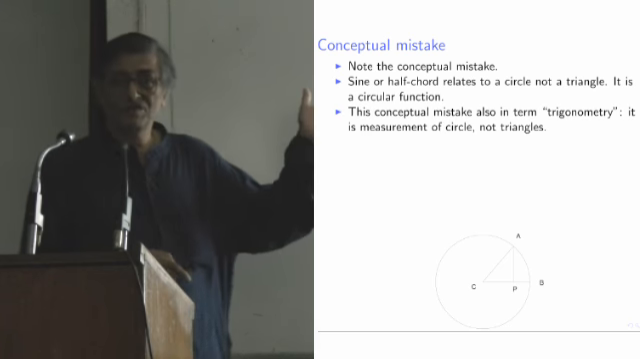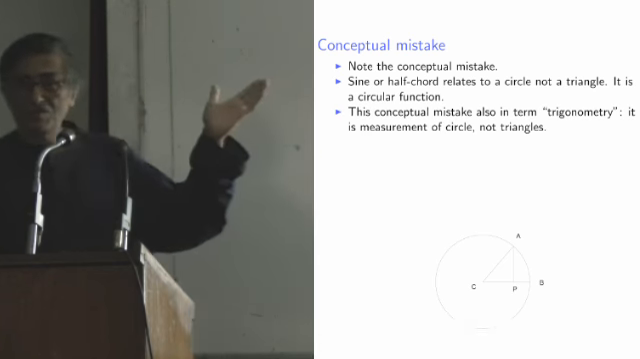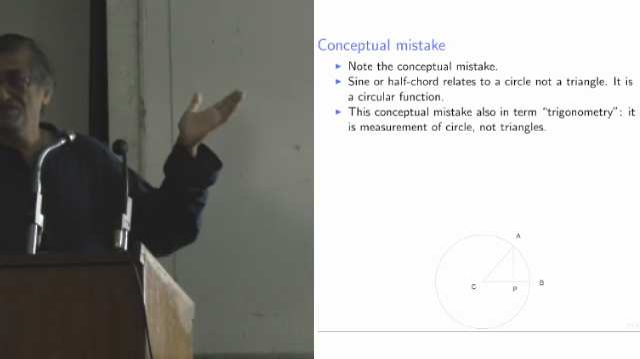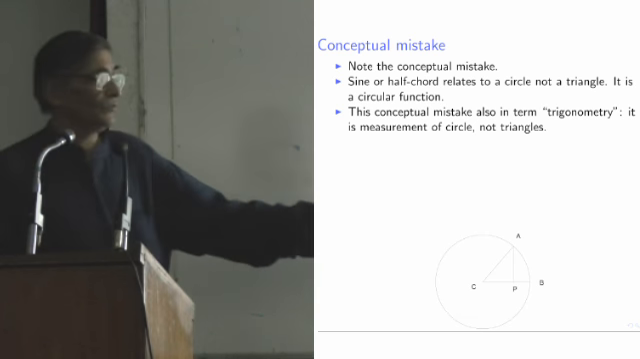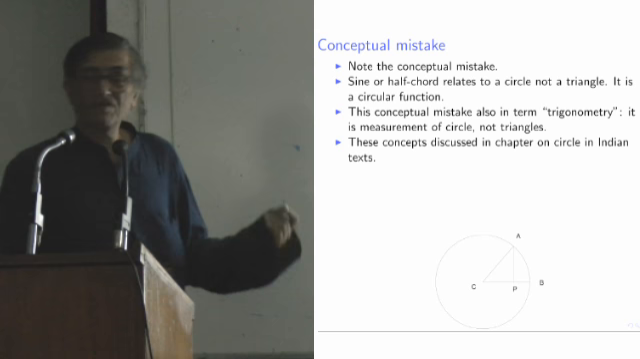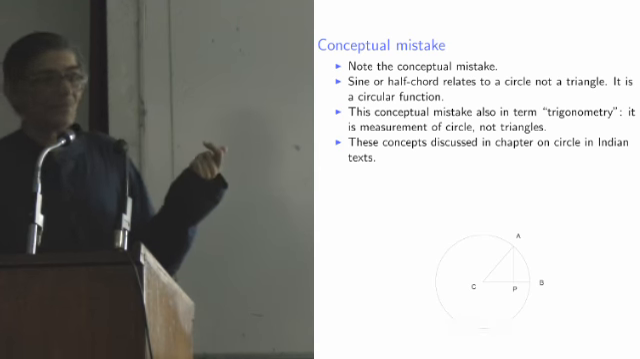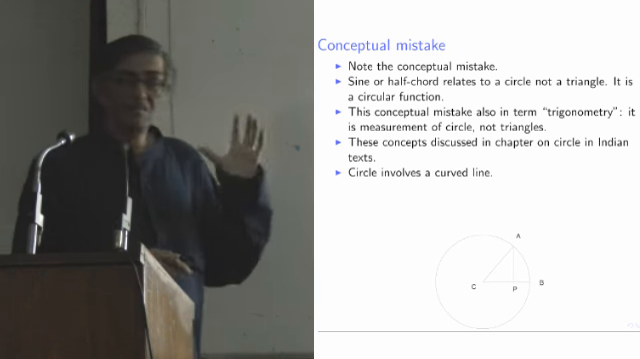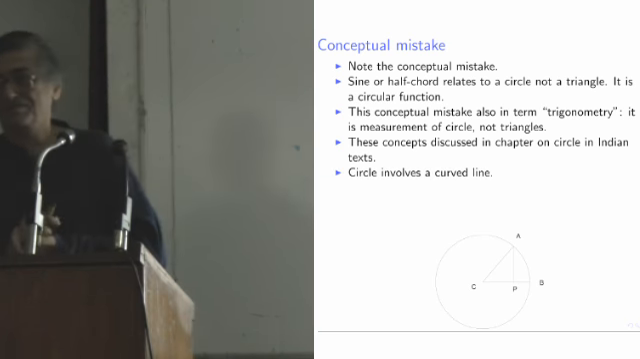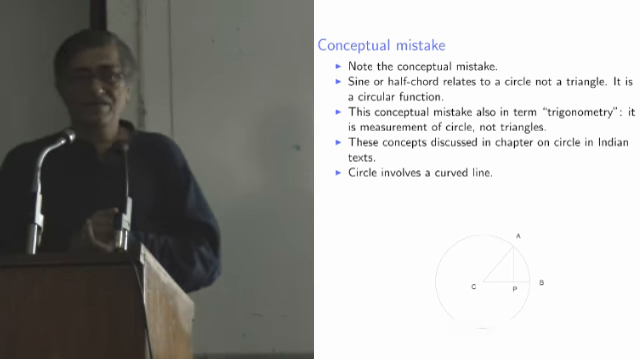There is a conceptual mistake in the very term trigonometry. It's not about measuring triangles, it's about measuring circles. That's what people are trying to do. And in all Indian texts, this is always discussed in the chapter on the circle. So, important thing is the circle is a curved line. It's not a straight line.